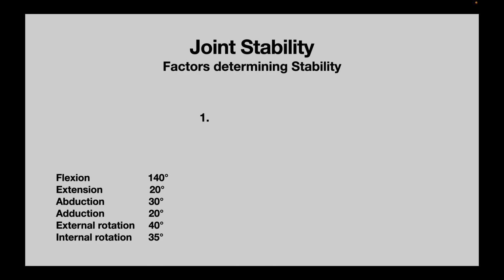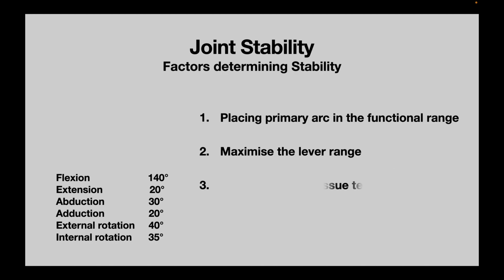Now, putting everything together, the key factors determining the joint stability are placing the primary arc in the functional range, maximizing the lever range, and appropriate soft tissue tensioning and functioning. Let's now start with the first determinant, the primary arc range.